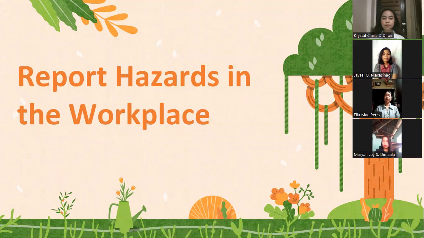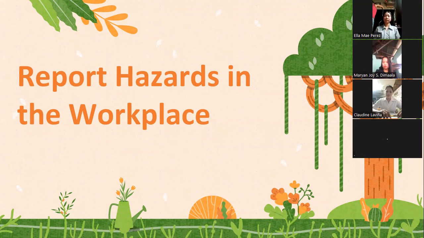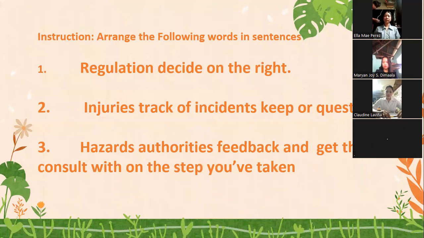For our last topic, it is reporting hazards in the workplace. Next, please. For our first activity, you are going to arrange words into sentences. Number 1, regulation decide on the right. 2, injuries track back and injuries skip on question. 3, hazard authorities feedback and get theirs. Consult with the other step you've taken.